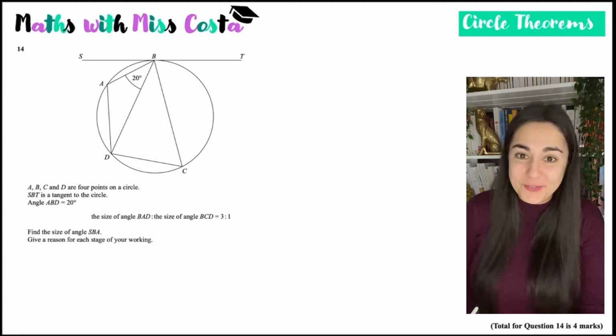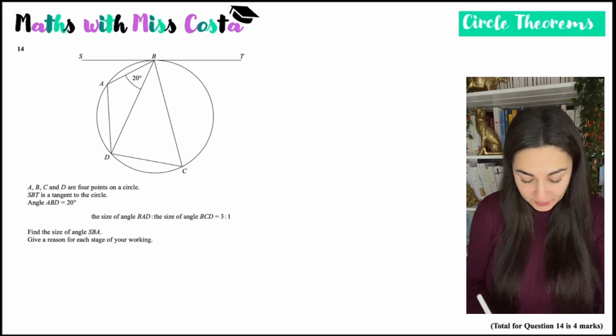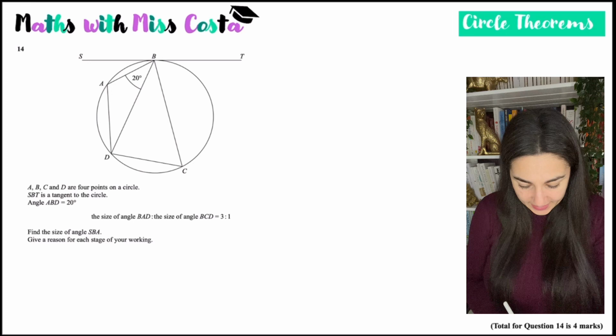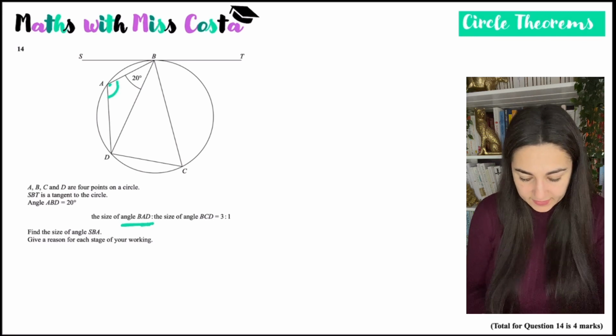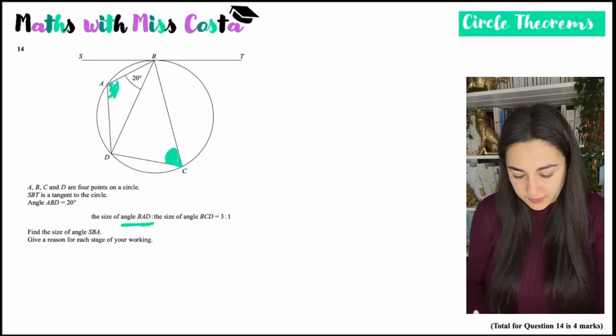Okay, so here we've got a circle theorems question. We're told A, B, C and D are 4 points on a circle. SBT is a tangent to the circle, and angle ABD is 20 degrees. And that the size of angle BAD, so this angle here, to the size of angle BCD is 3 to 1.